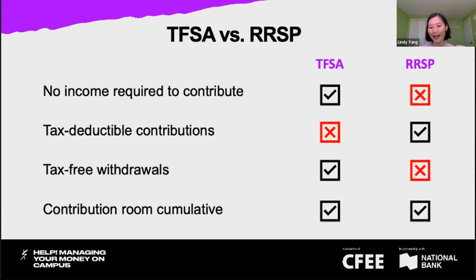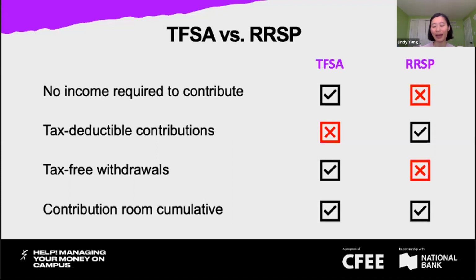This chart highlights a few of the important distinctions between different investment accounts. A TFSA can be contributed to without any income, whereas you can only place a percentage of earned income into an RRSP. Contributions to a TFSA are not tax deductible, whereas contributions to an RRSP are. You can withdraw from a TFSA without paying any taxes on the withdrawn amount, unlike an RRSP.